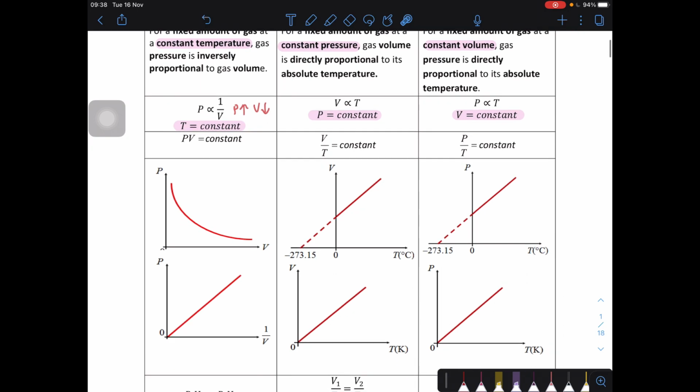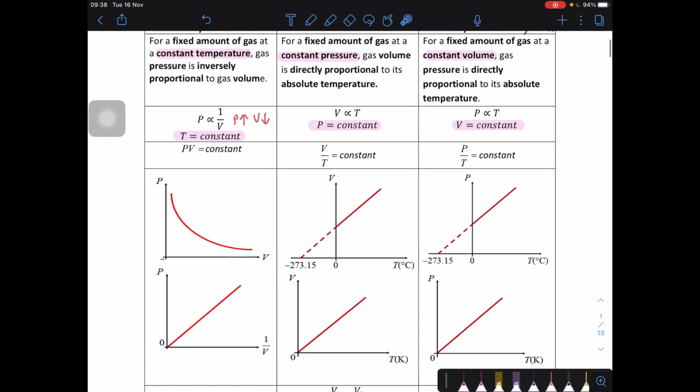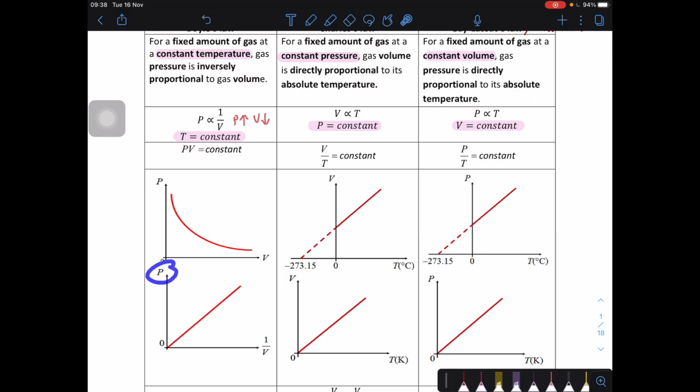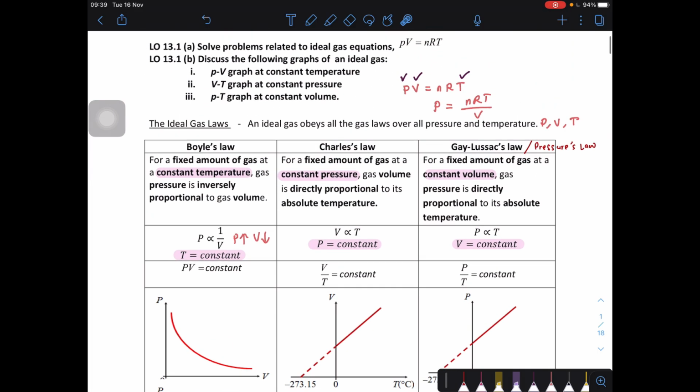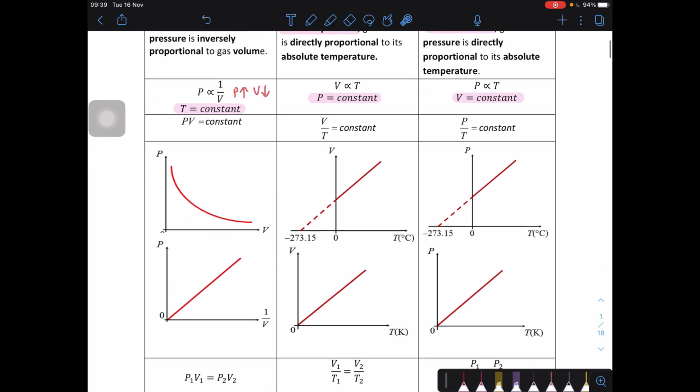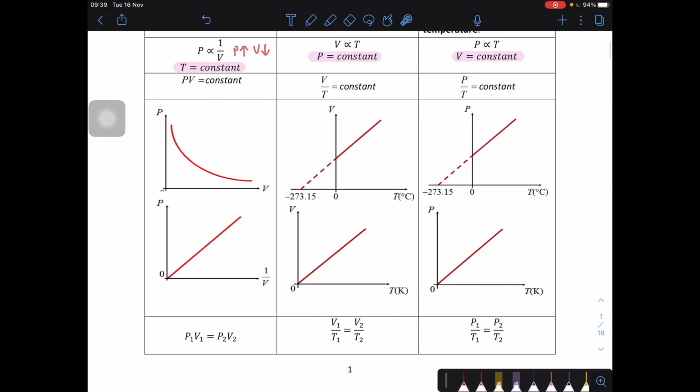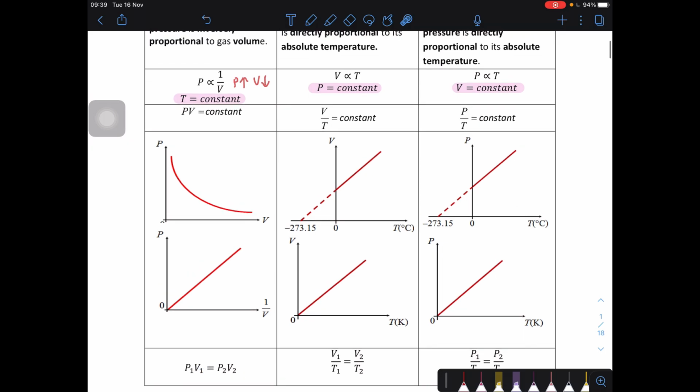Or if we want to plot the graph P against 1 over V, so kita akan dapat linear macam ni. Okay, so since all of these are constant, if we want to compare from initial value to final value, kita akan compare in terms of ratio P1 V1, di mana 1 ni maksudnya initial value, is equal to P2 V2.